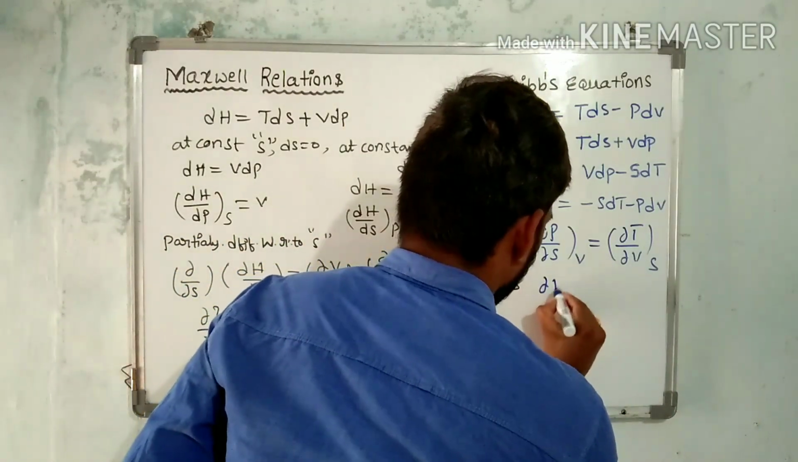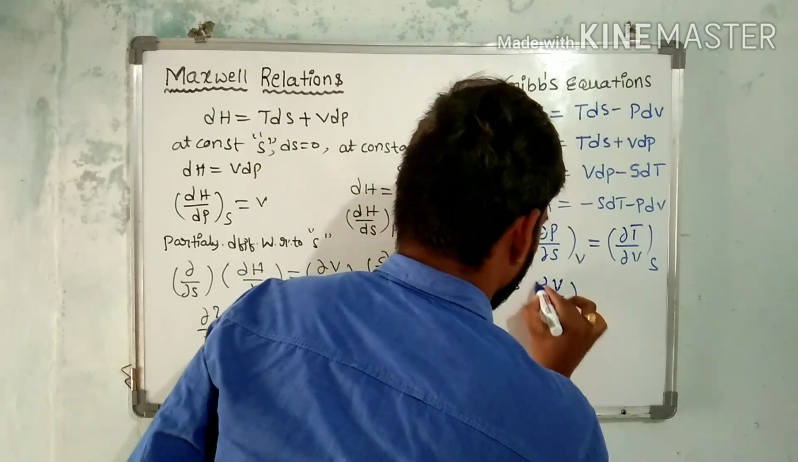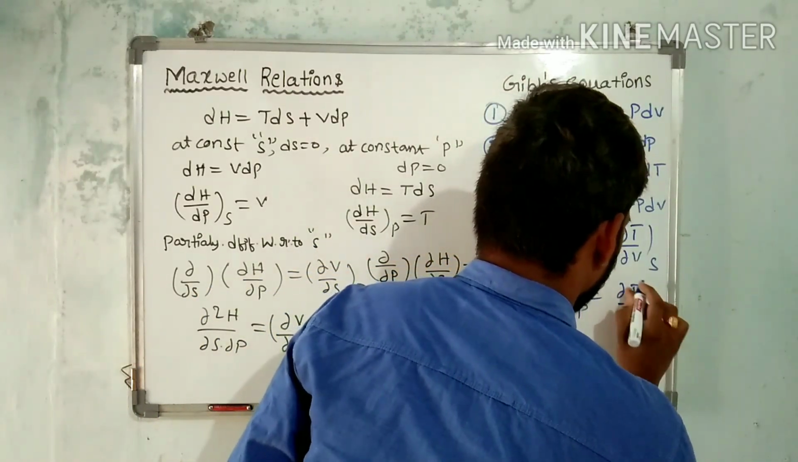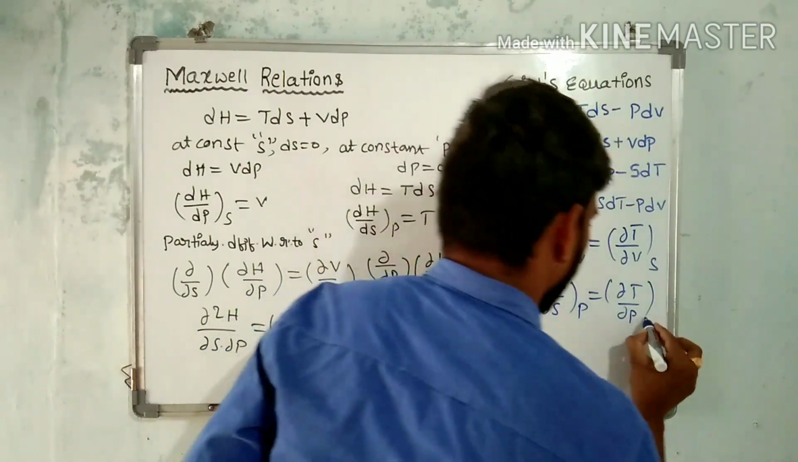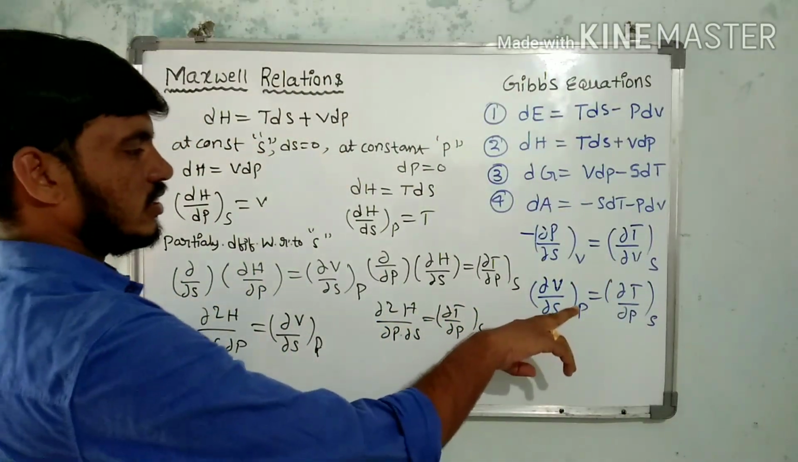Now ∂V/∂S at constant pressure is equal to ∂T/∂P at constant entropy. This is one of the Maxwell relations.